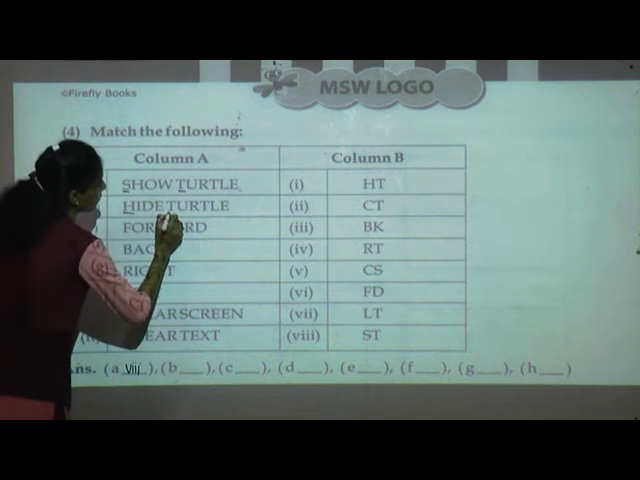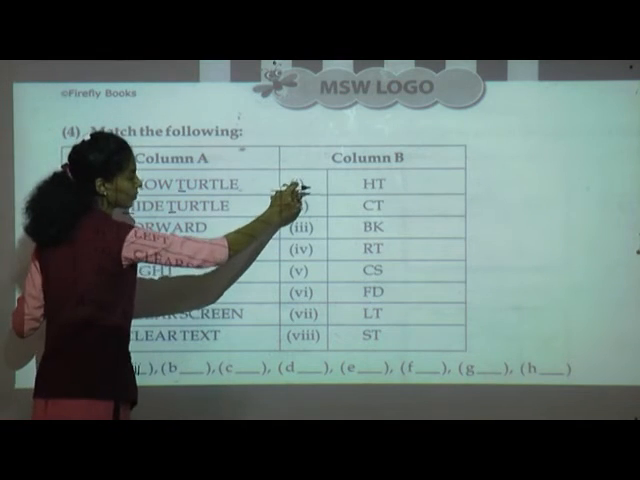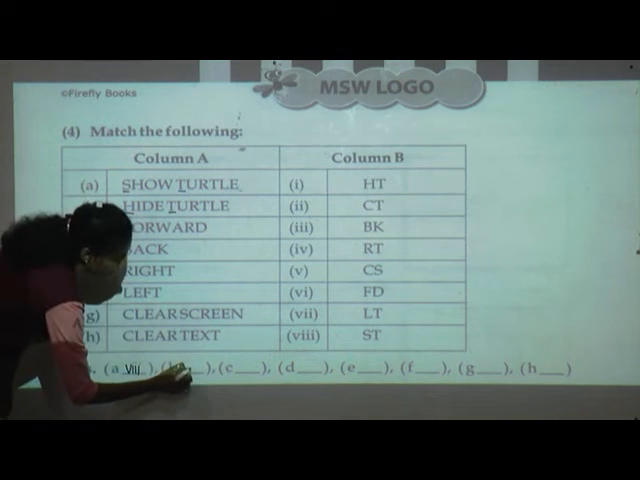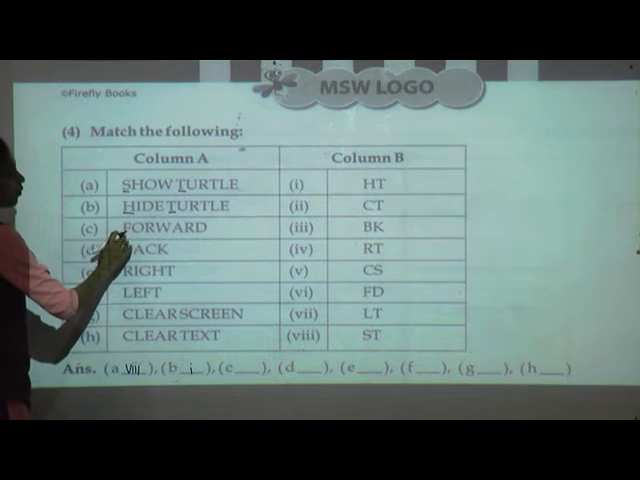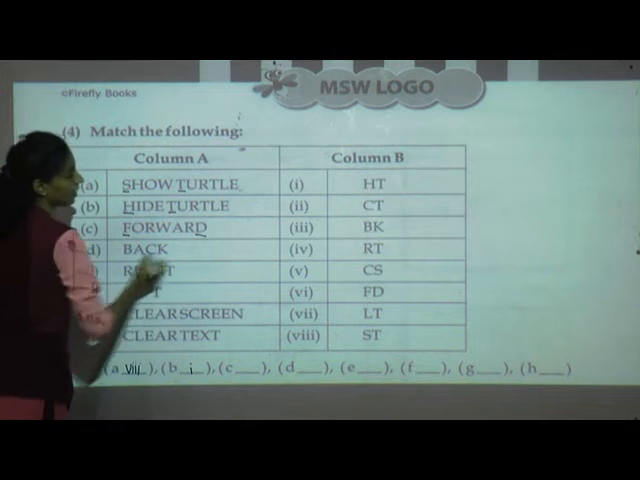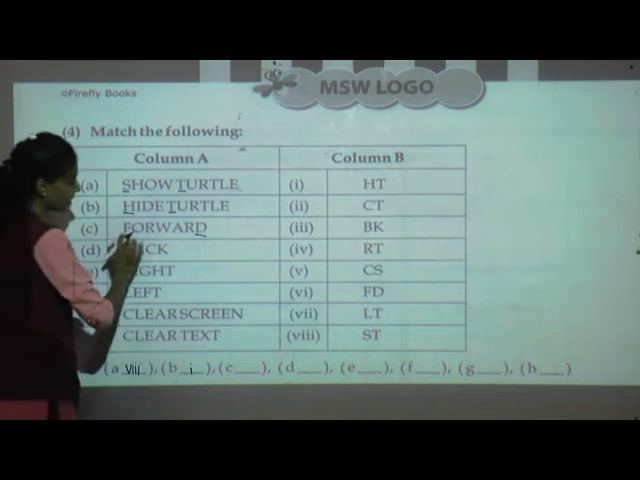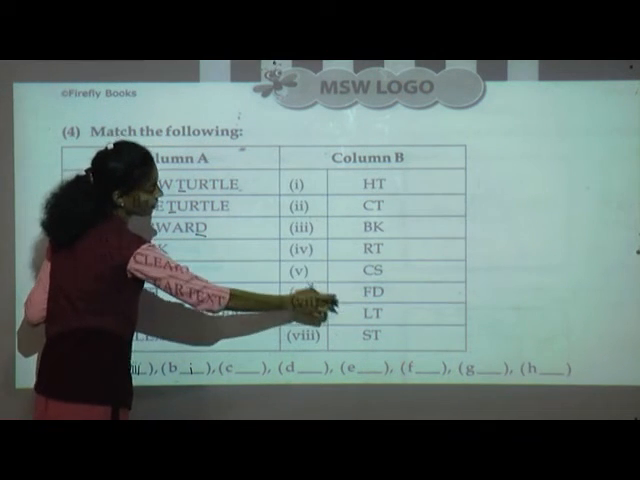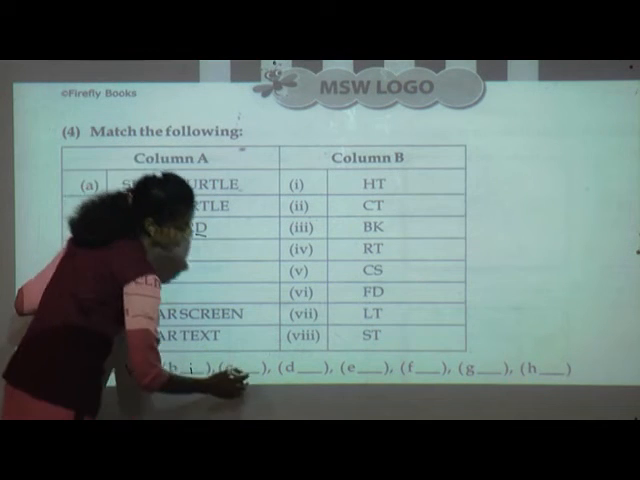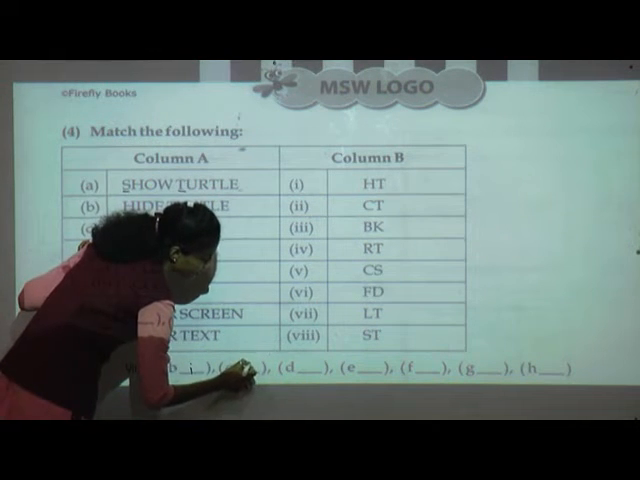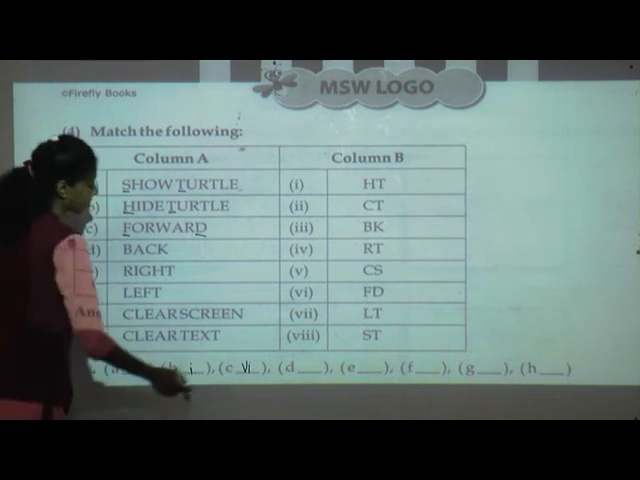Now next one, hide turtle. From here H, from here T: HT. Where is the HT? Yes, first one. Then in front of B, we will write 1. Then forward: F, D. What is the short form of forward? FD. Where is the FD then? Here, FD. What is the number? 6th one. Then in front of C, we will write 6.